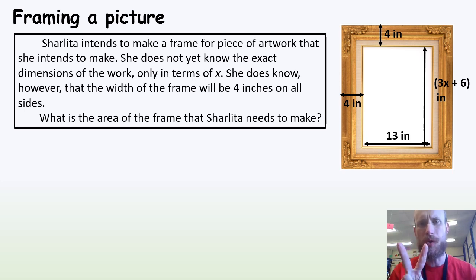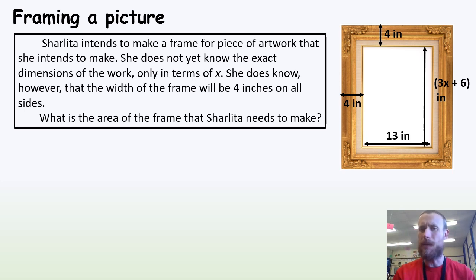And we've got 2 dimensions on the inside given. We've got the width of her artwork, which does look known, actually it's 13 inches. And then the height of her artwork, which is 3x plus 6 inches. And that's kind of the unknown. She's kind of planning it out. She's not certain how high it's going to be yet. So let's see, how are we going to proceed through this problem? And on your notes, you're going to do some words and some math.